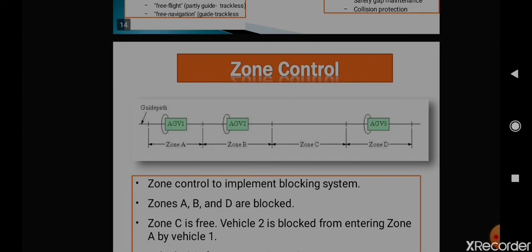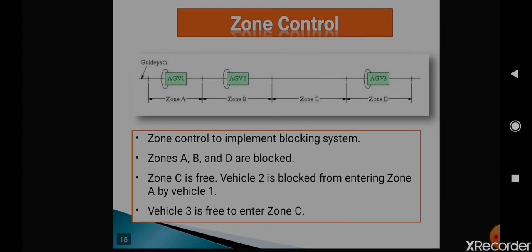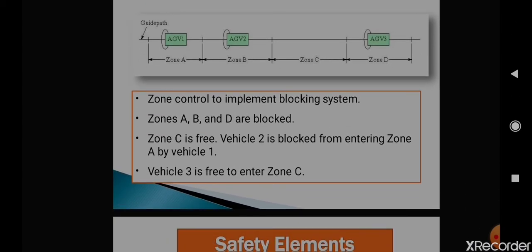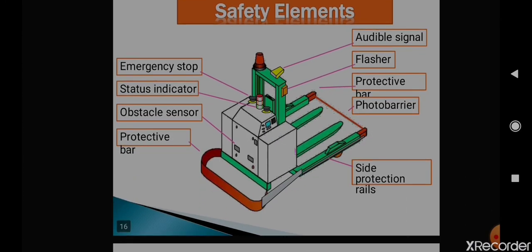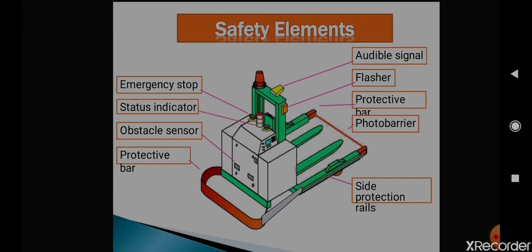Okay, next is zone control. See, these things are not required because, however, it is not in your syllabus. And we'll see the safety elements of this AGV. As I said, it will have more sensors just to detect obstacles in front of it, to detect emergency stop buttons, and to make some sound to give its own presence.